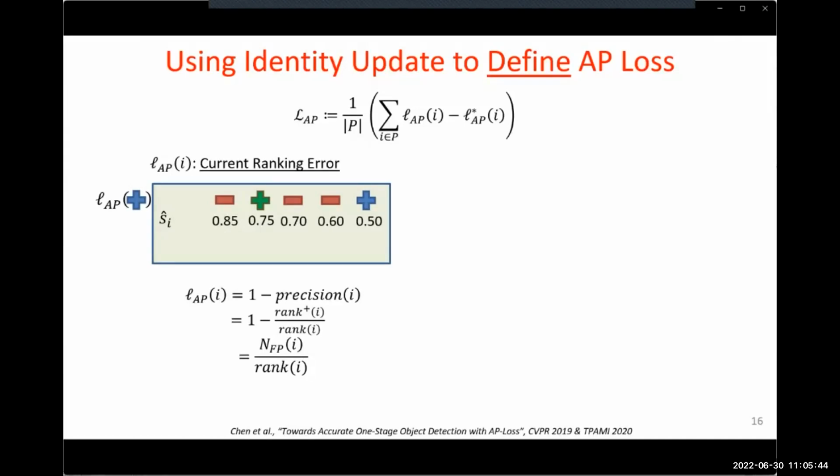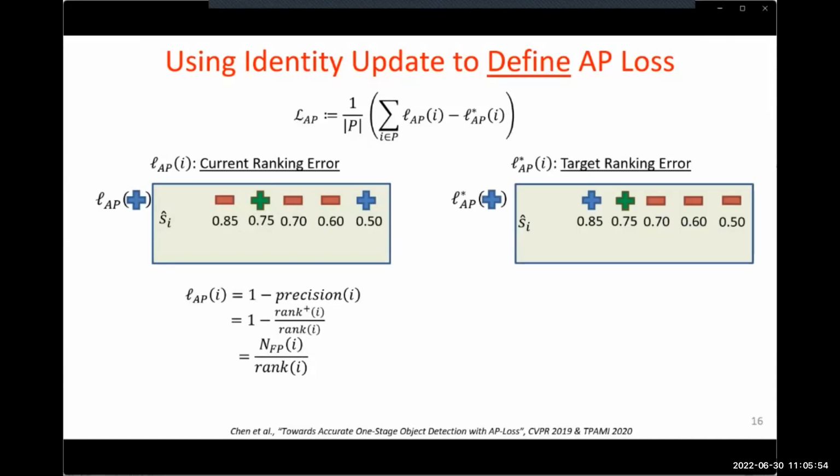is L star i. For AP loss, the error is simply the precision error presented at the left part of the screen. And the target on a single positive example is to rank positives above negatives, which implies perfect precision that makes the precision error 0.